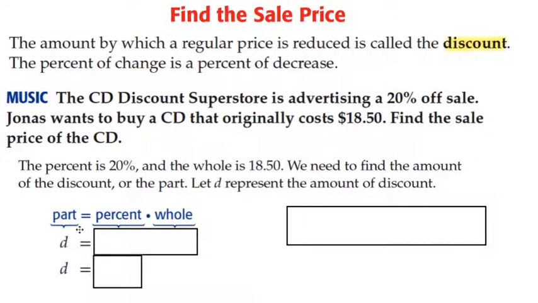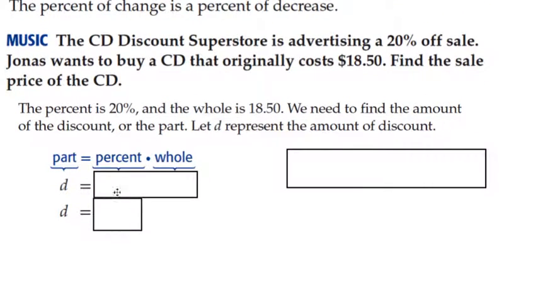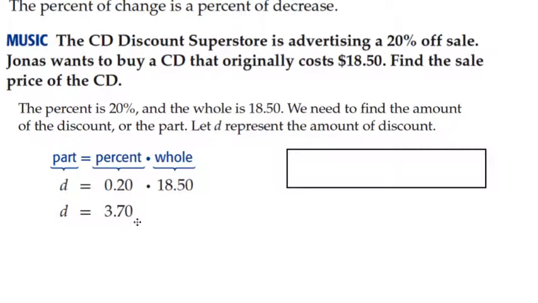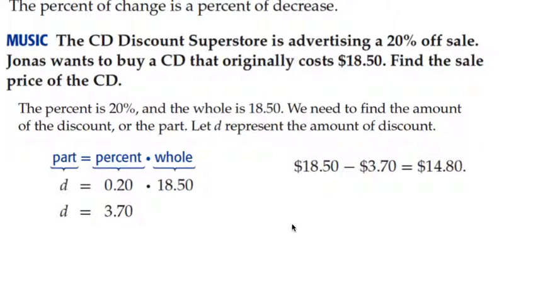Well, we want to find the part. How much is that discounted? So we're going to use our percent as a decimal times the original whole price of $18.50, and that tells us that they're going to mark it down $3.70. So this time, instead of adding it, because it's a discount, we'll subtract it. So $18.50 minus $3.70 gives us $14.80, and that is the sale price. That's what we would pay.